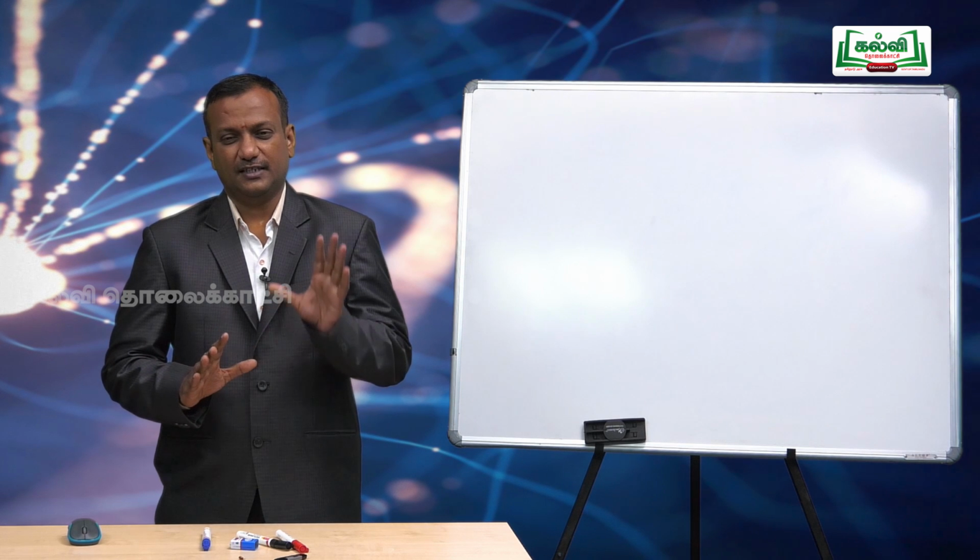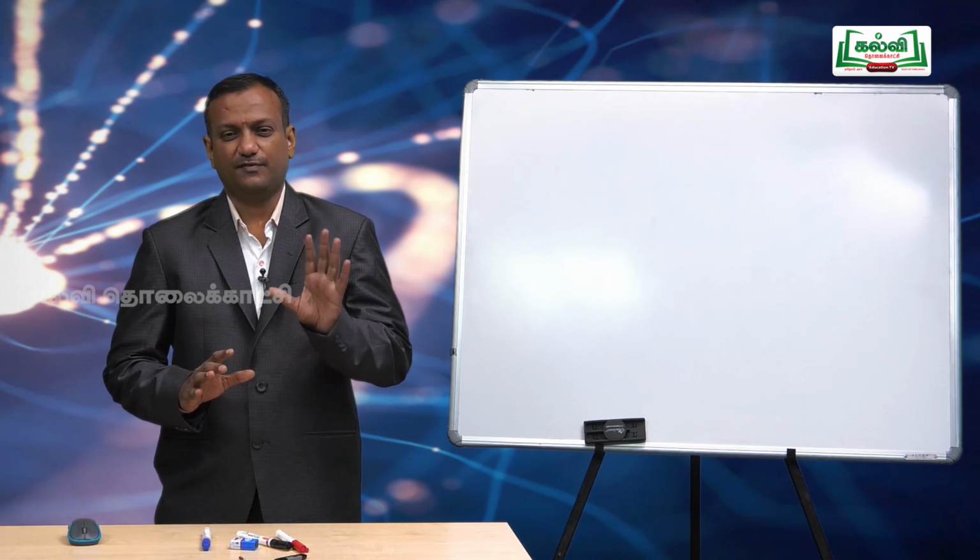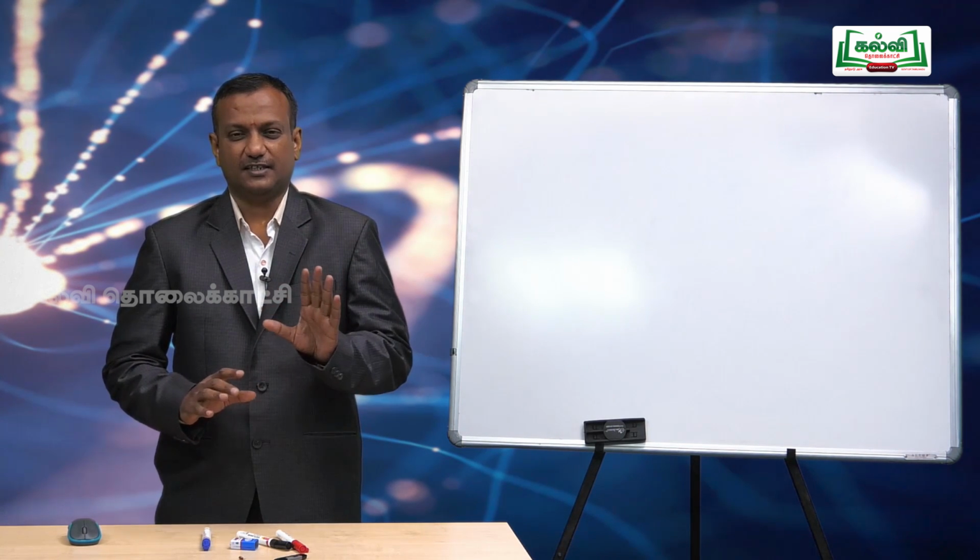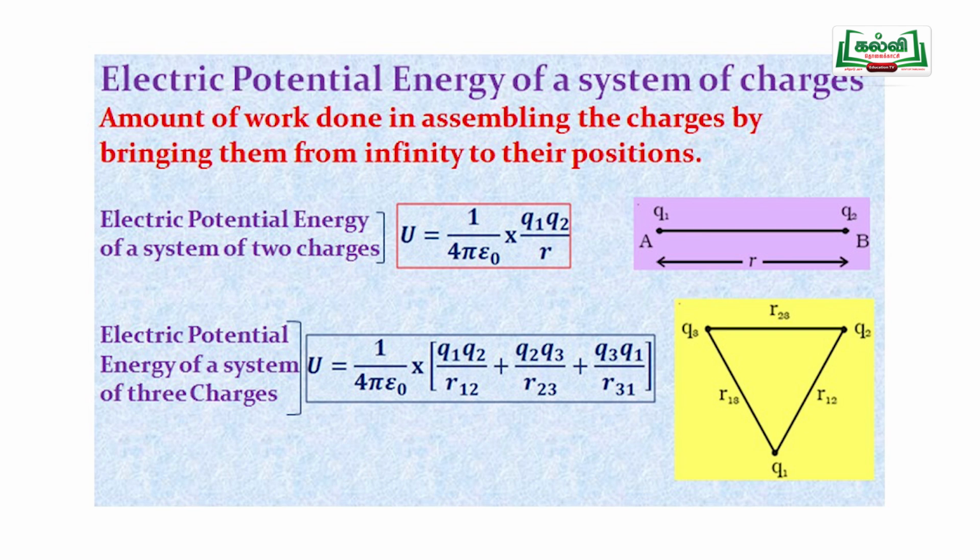Now sums will be based on only two types. Either you will be given a system of 3 charges or a system of 4 charges. First, initially we will go for the system of 2 charges. So if you have a system of 2 charges, then the electrostatic potential energy is U equal to 1 by 4 pi epsilon naught into the 2 charges Q1 Q2 divided by the distance between the 2 charges R.